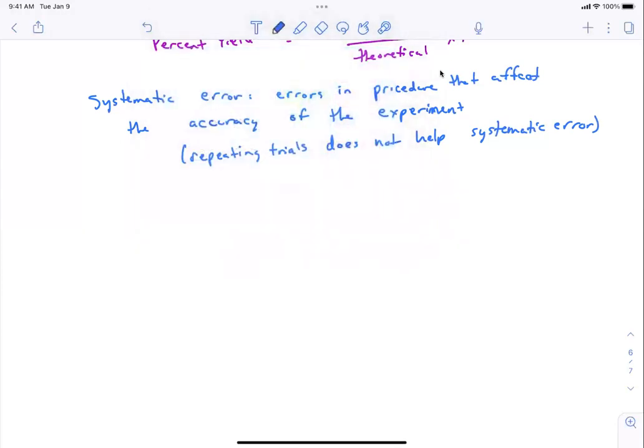So, examples of systematic error, okay? Now, you have to be careful though, because sometimes systematic errors end up not being errors at all, because depending on how you're using those values to calculate, it may not matter. So, for example, not zeroing a scale, okay? Because let's say you don't have it at zero, then your mass is going to be off either too high or too low, but it's going to be consistently too high or too low.